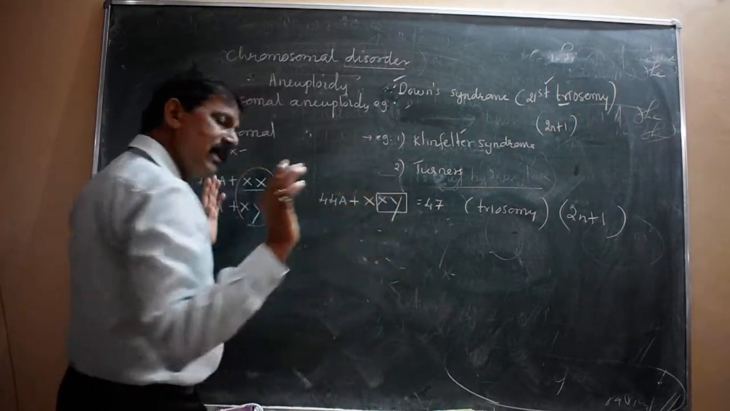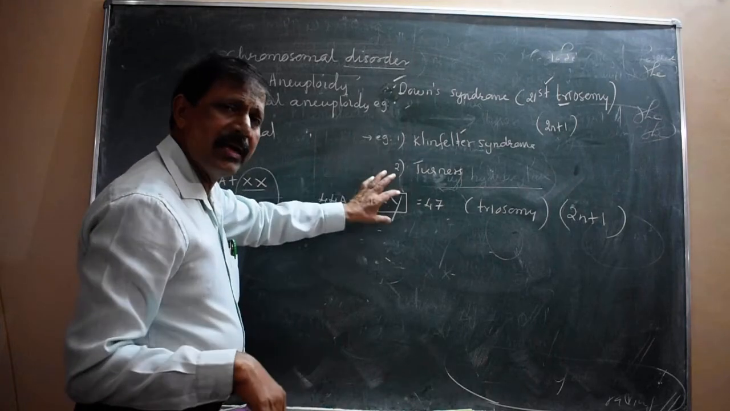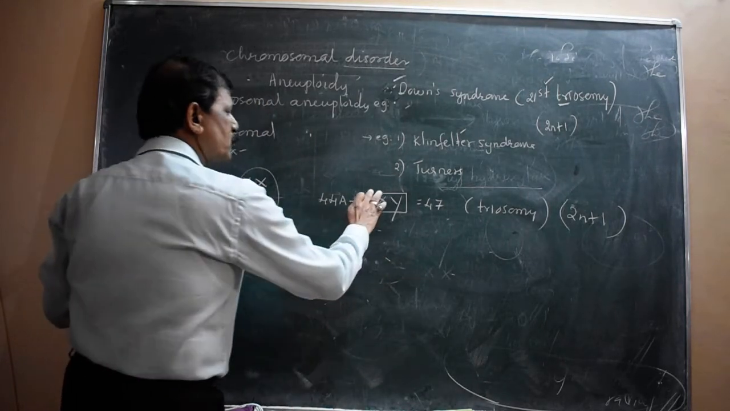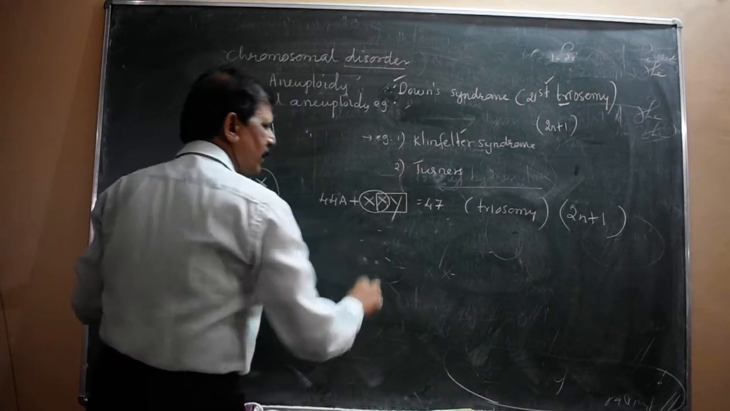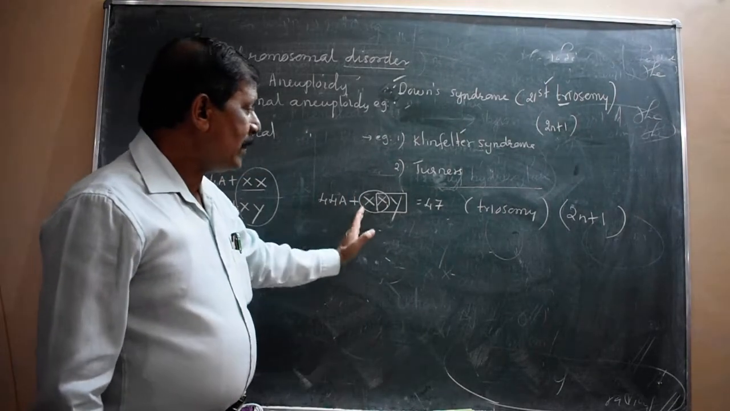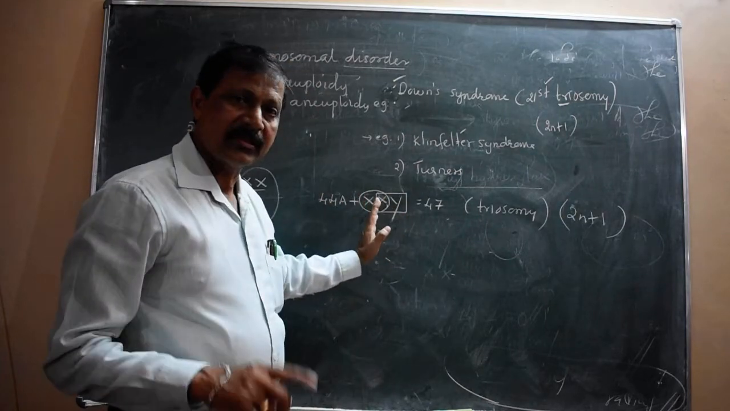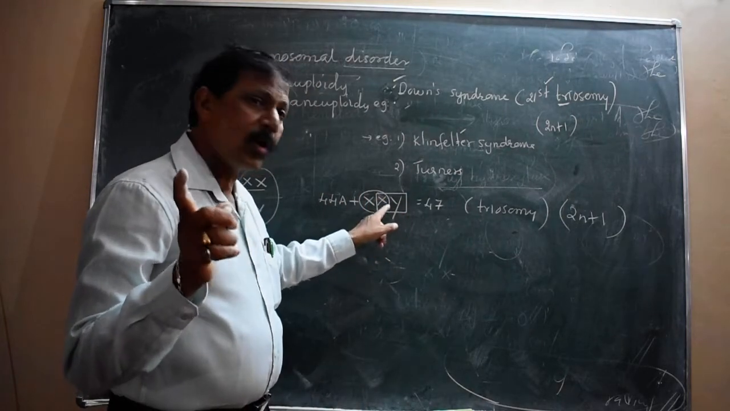So that is why generally that individual is a male, but has one extra X chromosome, and that more tendency goes to the female. But even then, Y dominates over the double X. Remember, single Y dominates the double X.